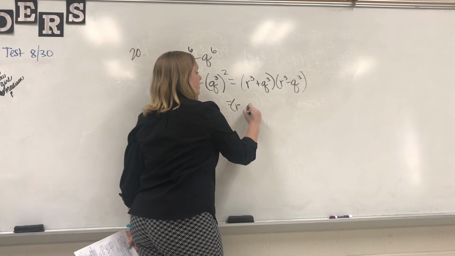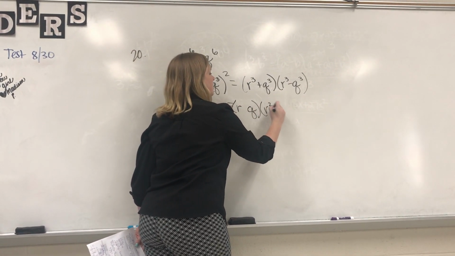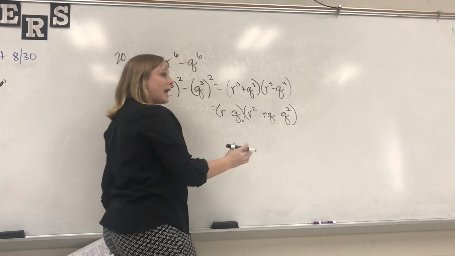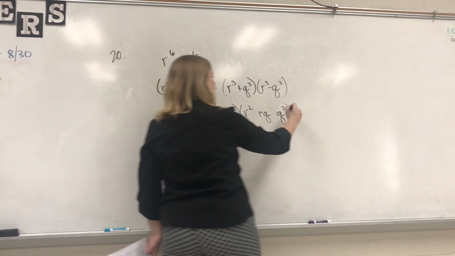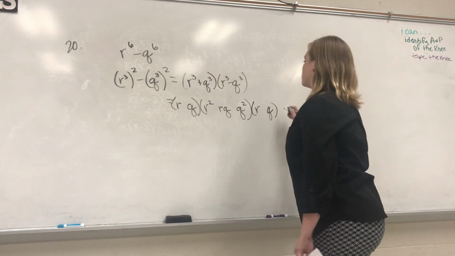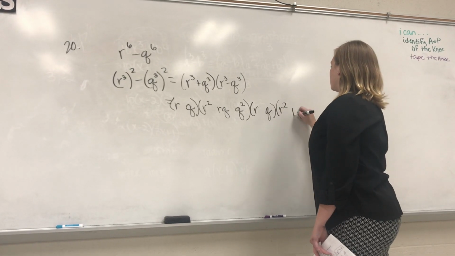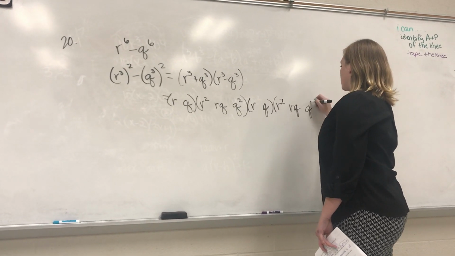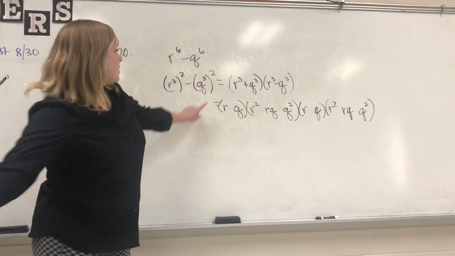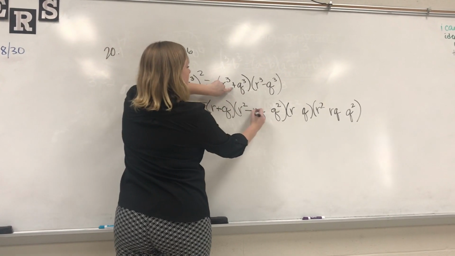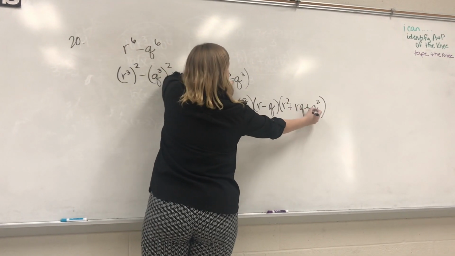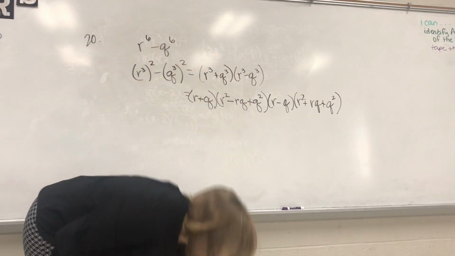So I do A, B, A squared, AB, B squared. I'm going to have those exact two parentheses again for the difference of cubes. A, B, A squared, AB, B squared. Now for my signs, I just look at my original. So I do same, opposite, always positive. Same, opposite, always positive. And I'm done. That's factored.